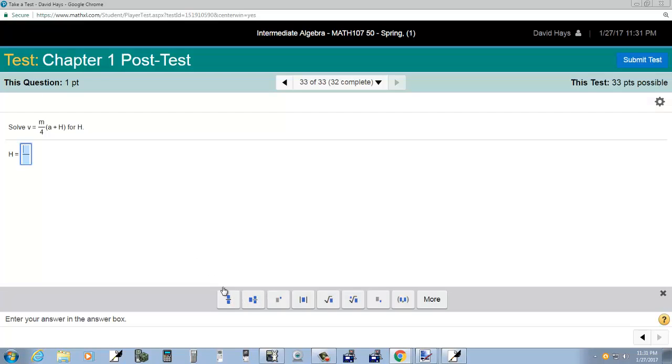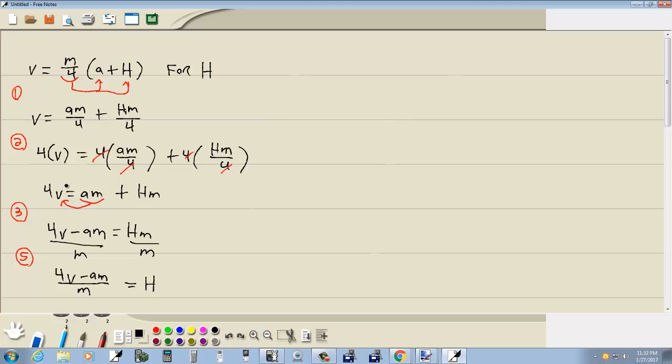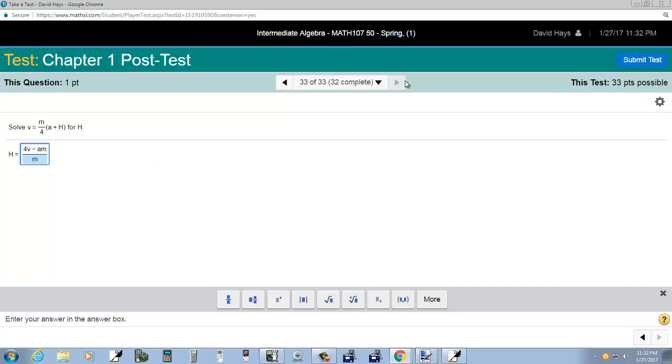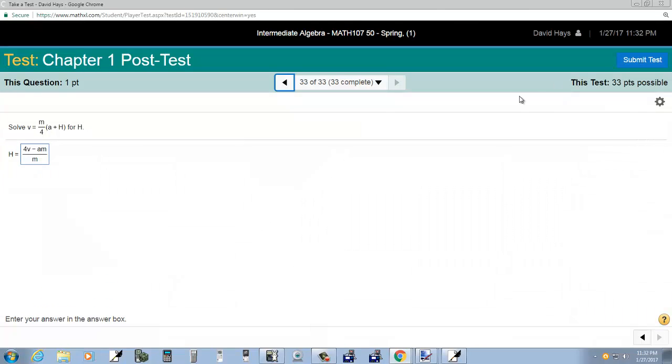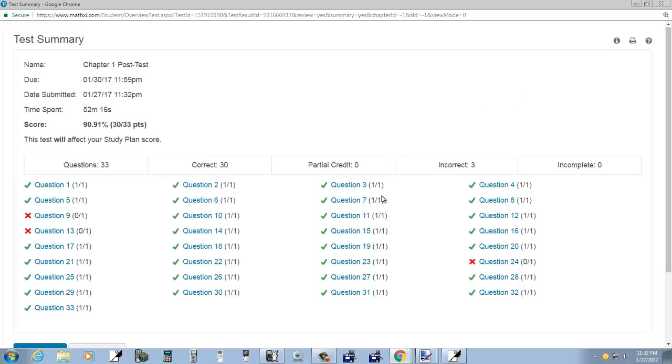Fraction. 4v minus am over m. And that's the last one. Here's the moment of truth. Submit test. You failed. Whoa. Now, you guys still got an A, but let's see what I did wrong.